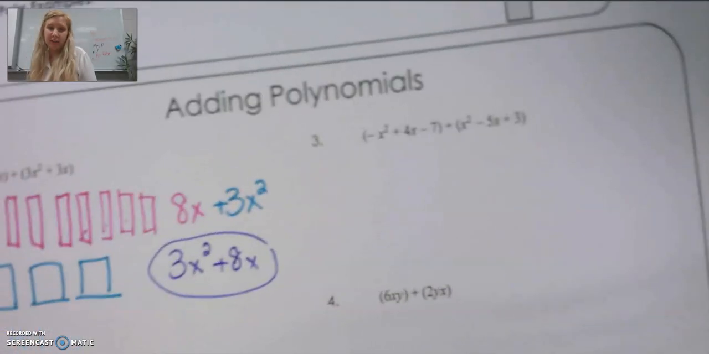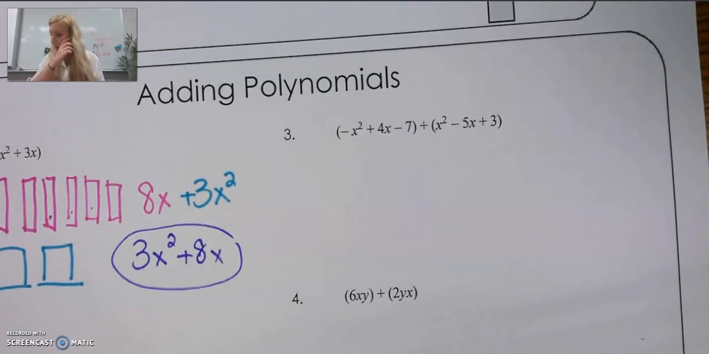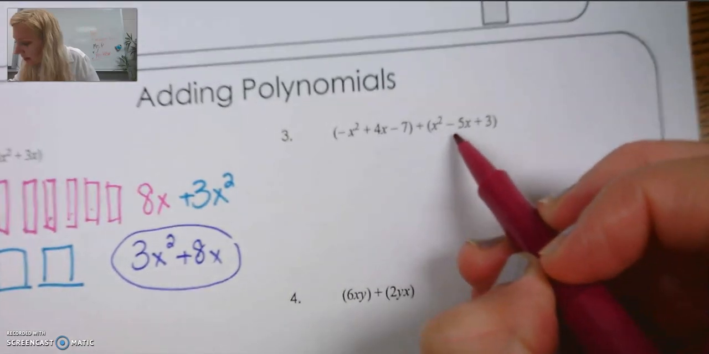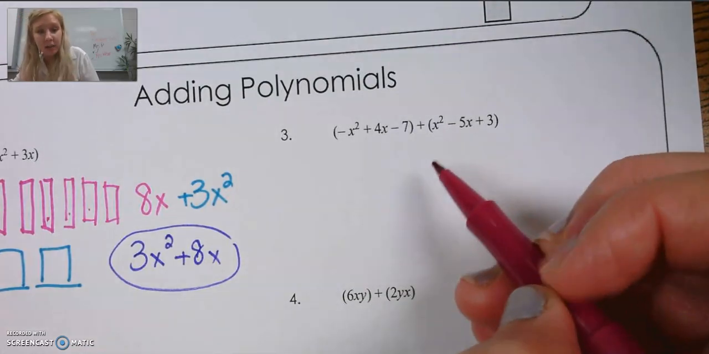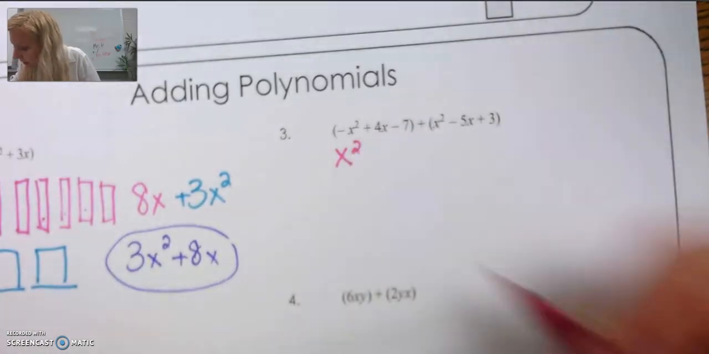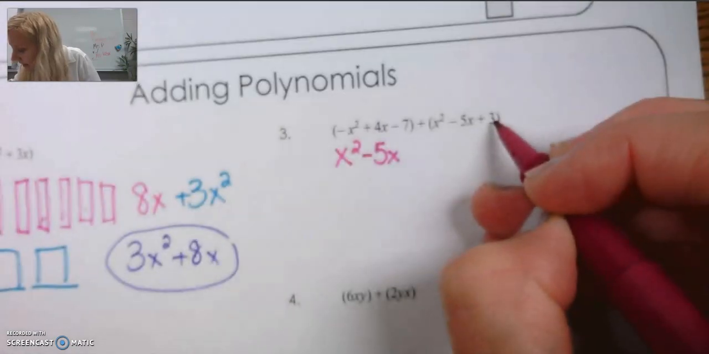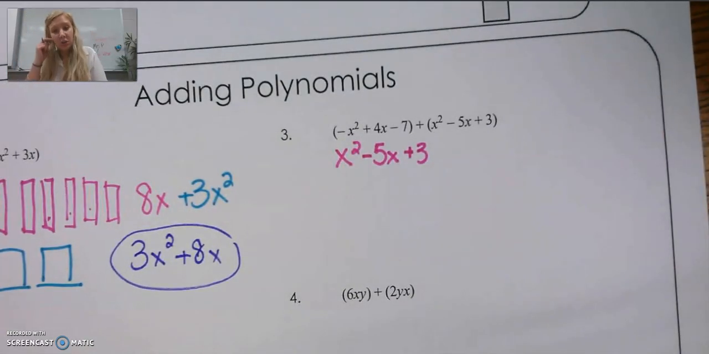I do want to go over another example. Without the algebra tiles, I'll show you a different way to solve. So if we have negative x squared plus 4x minus 7 plus x squared minus 5x plus 3, I would like to take the like terms and write them underneath each other. So negative x squared and x squared are like terms. Negative 5x and 4x are like terms. Positive 3 and negative 7 are like terms. They're both constants. Remember, like terms have the same exponent and same variable.